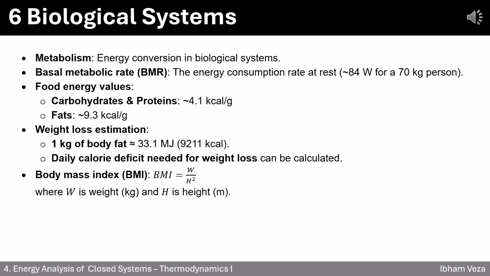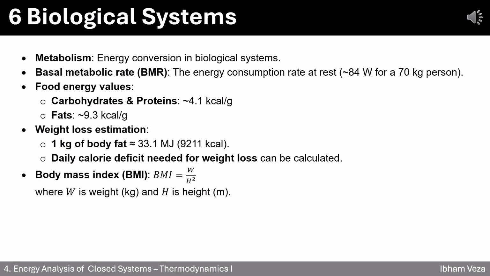6. Biological systems. Let's finish by exploring how thermodynamics applies to our own bodies through biological systems. Metabolism is simply the energy conversion happening in living organisms. Even at rest, our bodies burn energy. That's called the basal metabolic rate, or BMR. And for an average 70-kilogram person, it's about 84 watts, like a small light bulb always running.